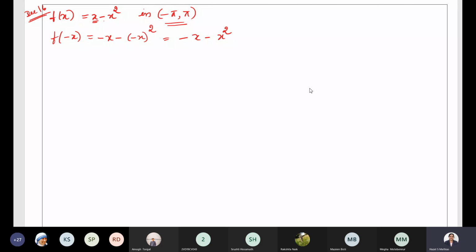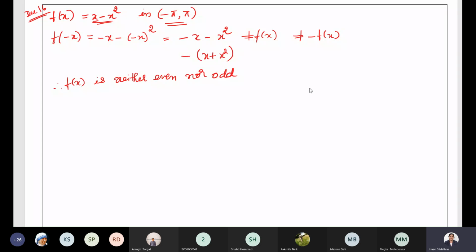Correct? Is it same as f of x? It is not same as f of x because f of x is plus x. It is not equal to minus f of x also because if you take minus sign outside it will be x plus x square. But what is f of x? X minus x square. So what can we conclude from this? F of x is neither even nor odd. Am I clear?